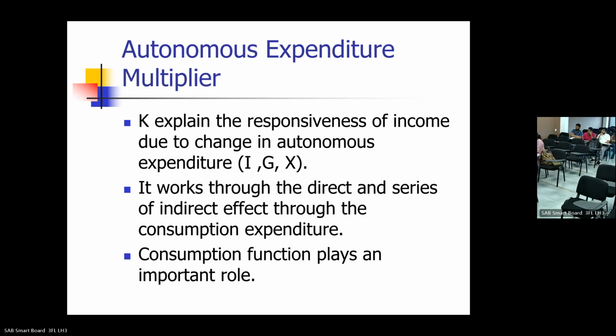Why? So we assume imports depend on income. There's a positive relationship: when income increases, imports increase. But when imports increase, there will be a negative impact on the equilibrium income. Why? Because higher imports discourage domestic production, right? Therefore, there will be a negative multiplier.